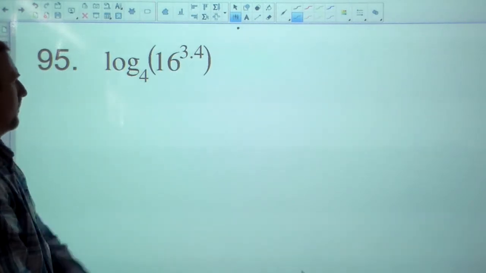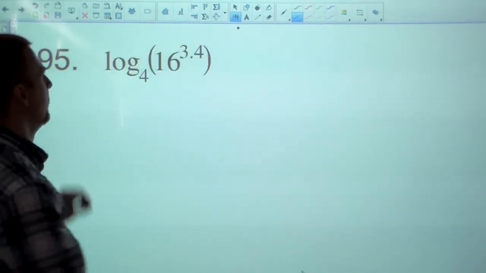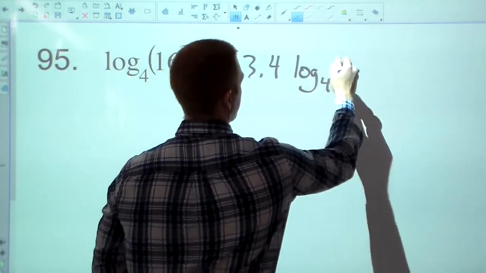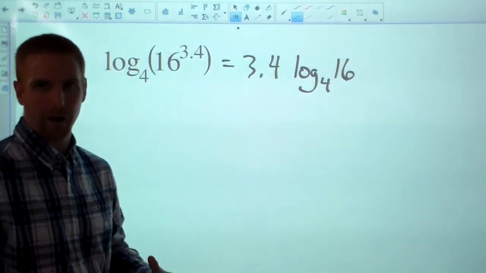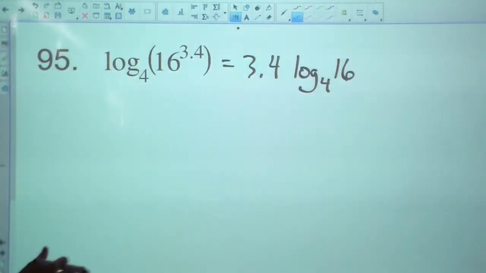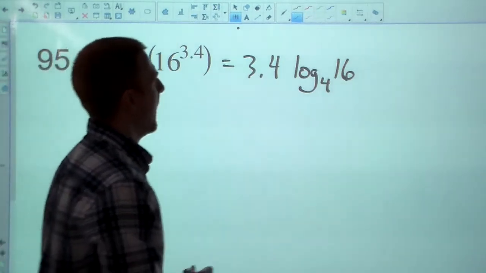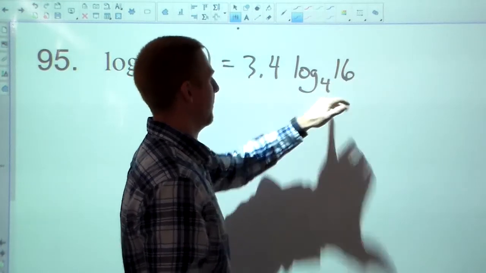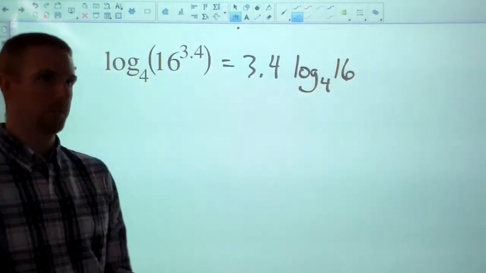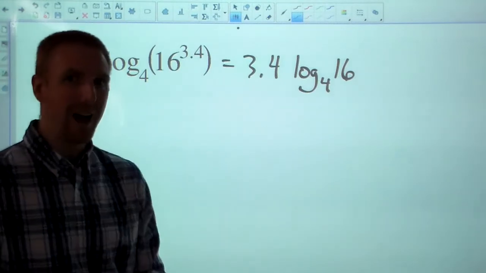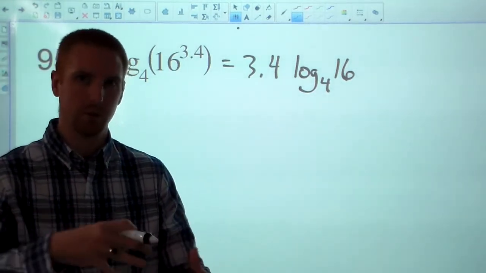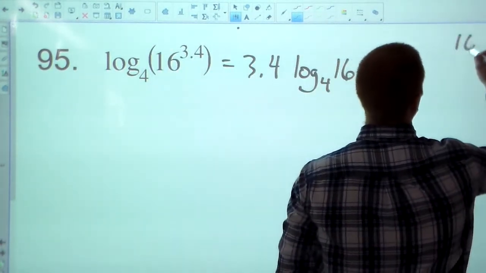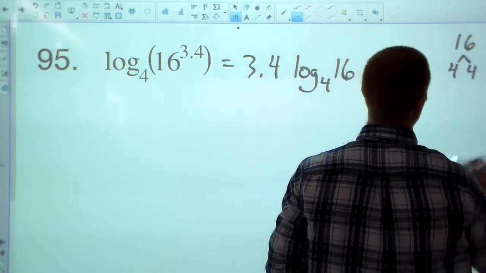So what I would start with, since this is raised to an exponent, I'm going to go ahead and move it out front. So 3.4 times log base 4 of 16. Now keep in mind, this is not the only way to go about it, this is just what I would prefer to do, and it's all what you prefer. Now, always look to see if this number is a power of this number. If it is, this is a lot simpler, and 16 is a power of 4. Now if it's not, then you start looking for the change of base formula, see if you can use that to condense it down. But I don't think we're going to need to do that because 16 is a power of 4. 16 is 4 times 4, so 4 squared.